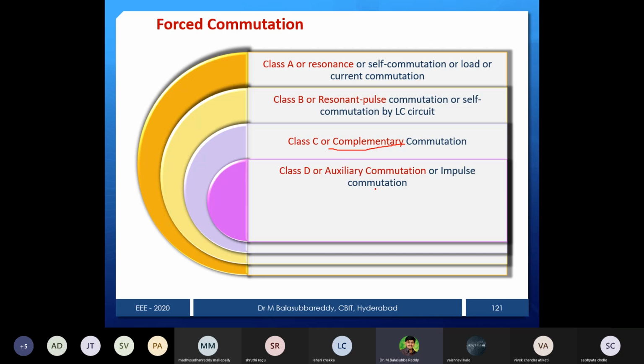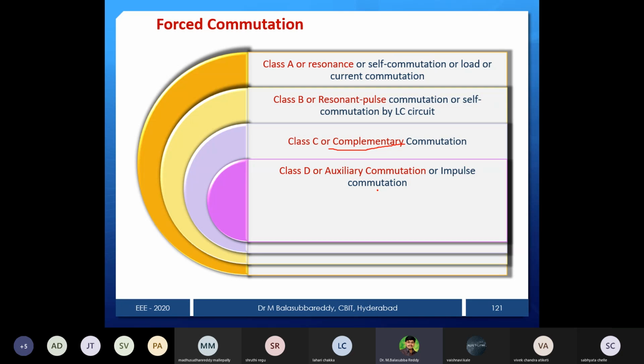And another one is class D commutation, also called auxiliary commutation or impulse commutation. Here, auxiliary components are used, or you can say an auxiliary thyristor is also used to turn off the main thyristor.